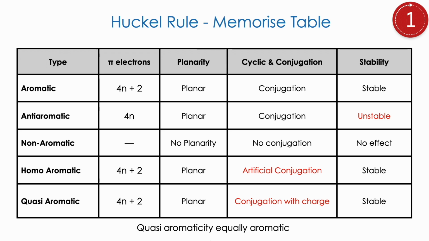Aromatic means 4n plus 2 electrons will be there, planar and conjugated. Anti-aromatic means the same, only the difference is 4n. And non-aromatic means mostly non-planar or non-cyclic or non-conjugated. Then homoaromatic means you are creating the conjugation artificially. Then quasi-aromatic means it's a charged species. Most of the time quasi-aromaticity is considered equally aromatic, so you can use both names interchangeably, because stability is also important to identify the compound. From a stability point of view, aromatic is stable, anti-aromatic is unstable.